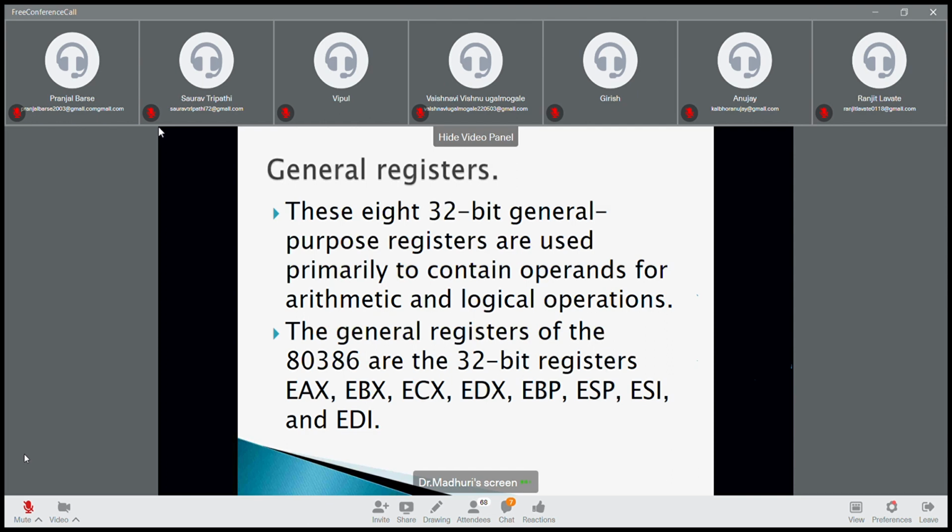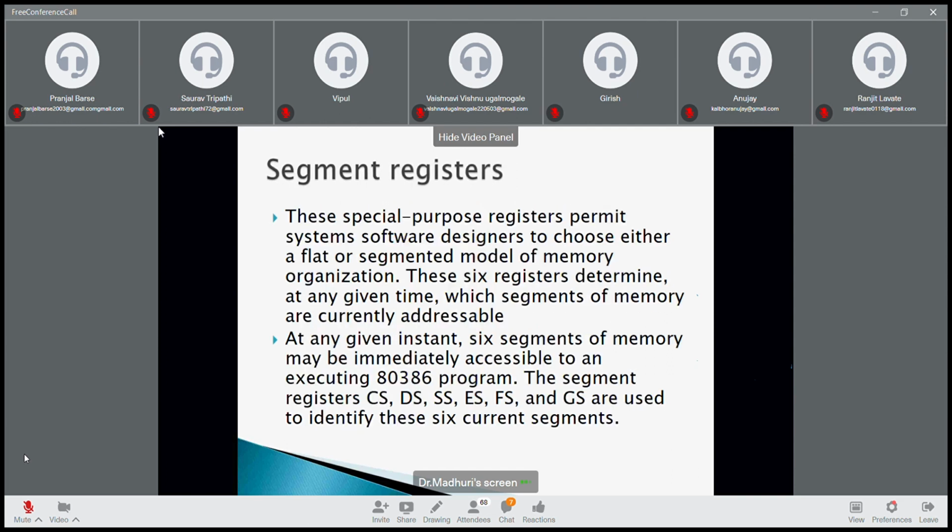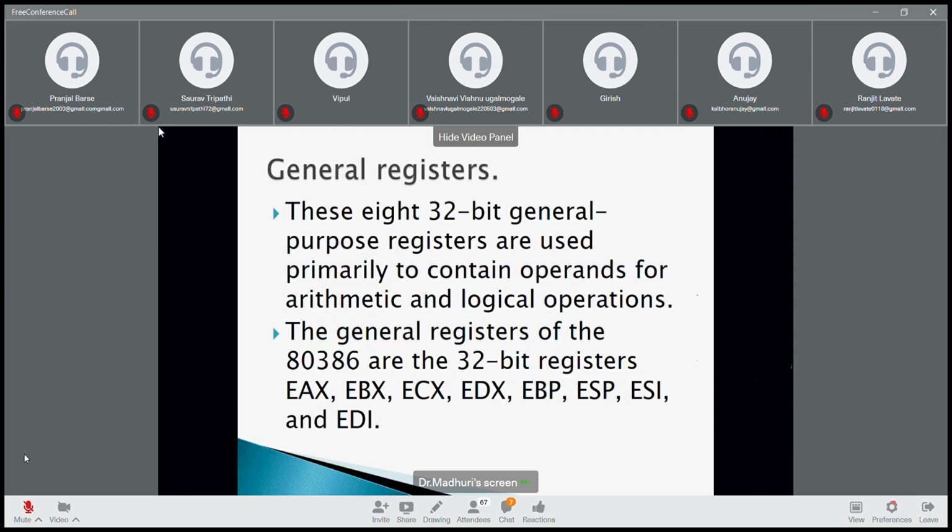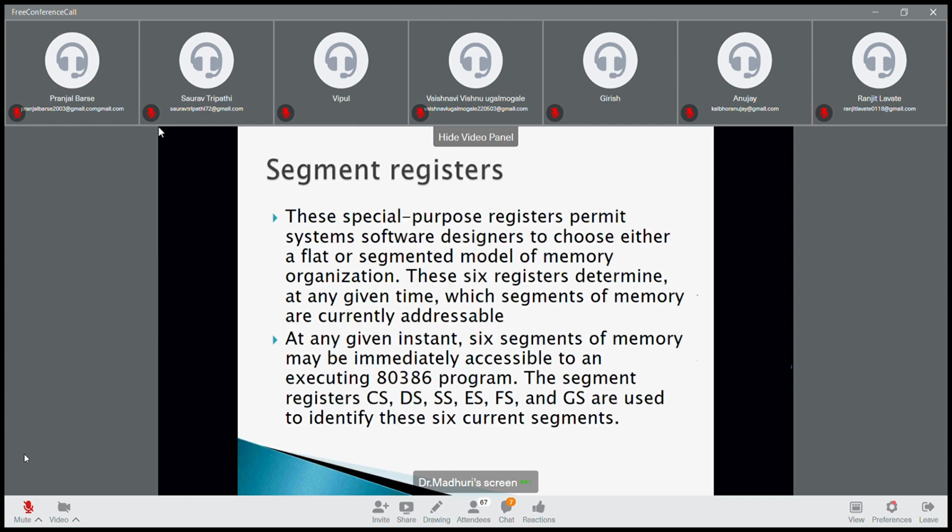Maybe in the oral they will ask what you mean by EAX. So E for extended. These are the registers which are used for arithmetical and logical operations. Now the next one is the segment registers. Special purpose registers, where the system software designer chooses either the flat or the segmented model. The flat model we have seen, the segmented model we have seen.